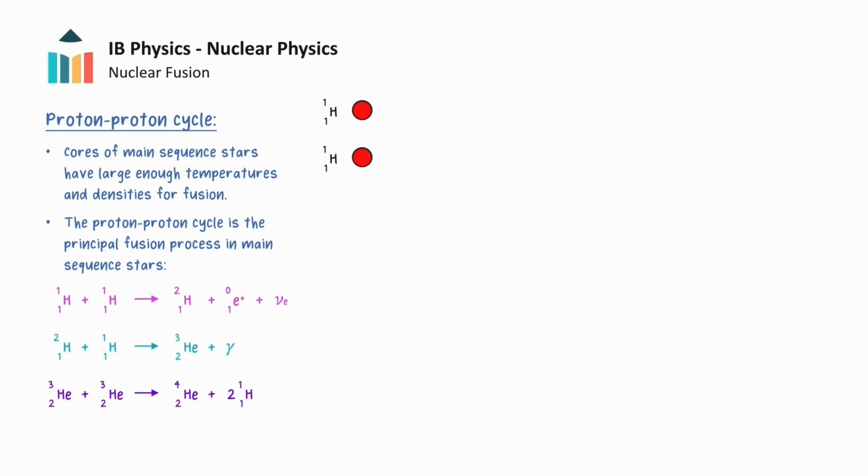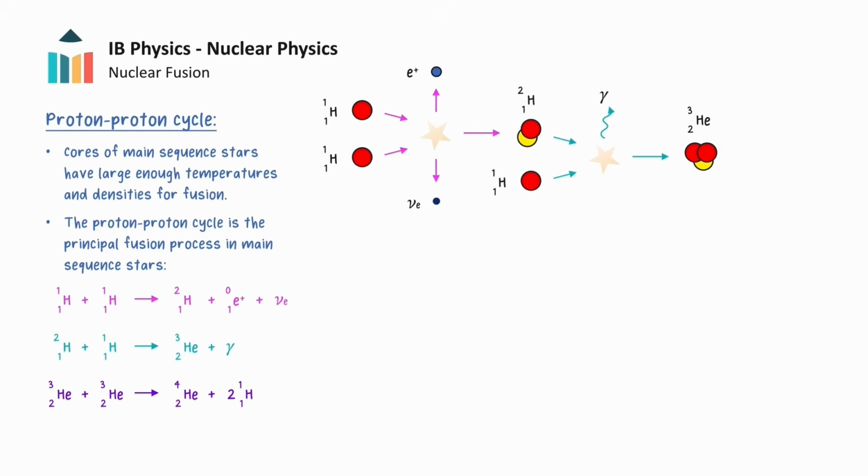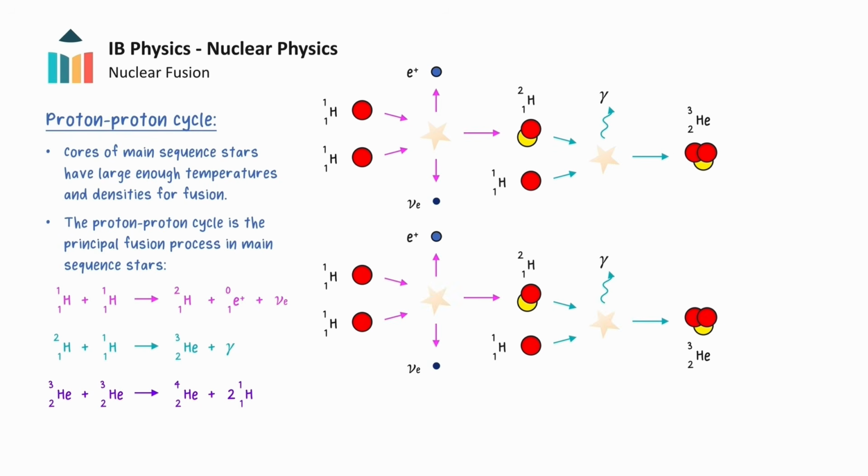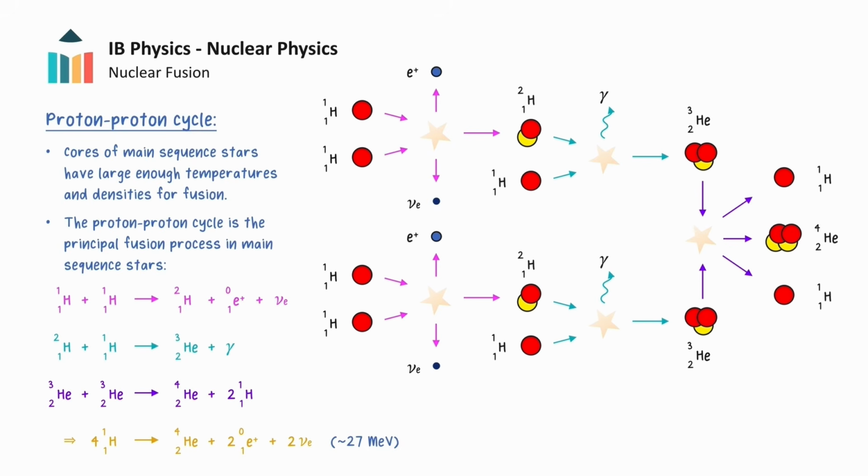It begins with two hydrogen nuclei, which are just protons, fusing to make a deuterium nucleus, where one of the protons converts into a neutron via beta-plus decay, and emits a positron with a neutrino. The deuterium then fuses with another proton to make a helium-3 nucleus, and a gamma-ray photon is emitted. In the final step, two helium-3 nuclei fuse together to make helium-4, and two protons are released. This process can be summarized as follows, and around 27 MeV of energy are released per proton-proton cycle.